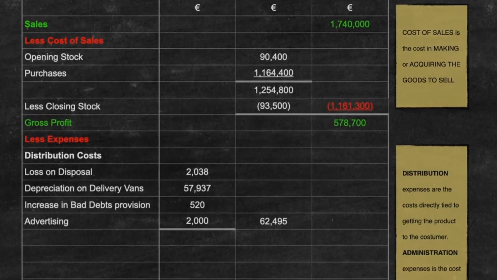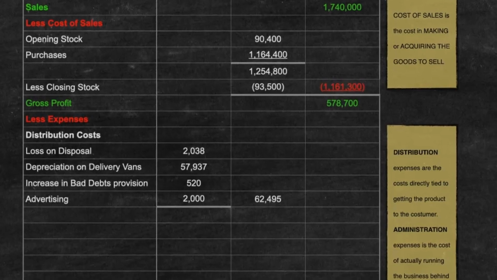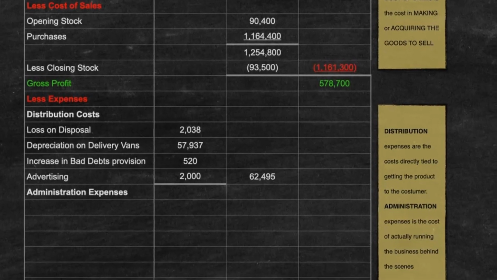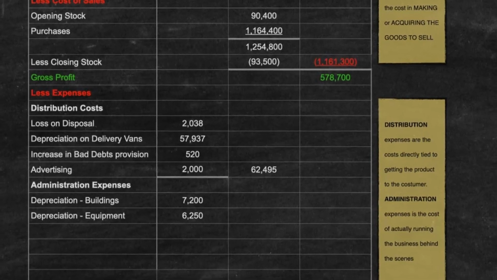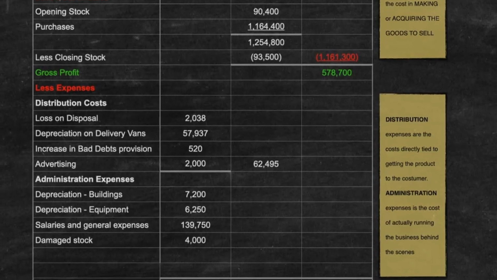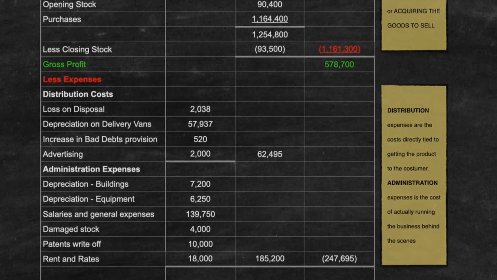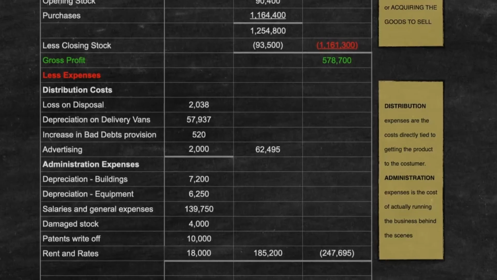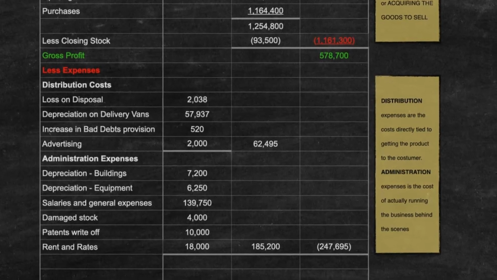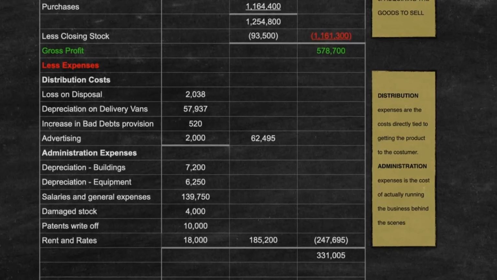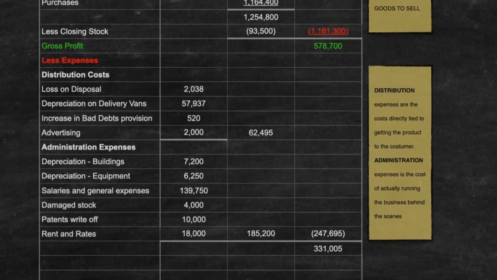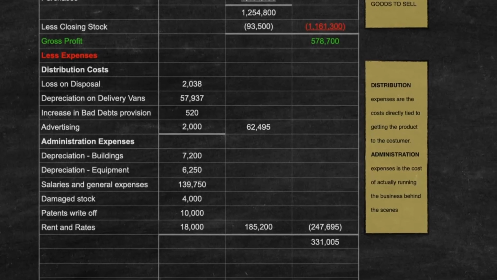Then we have administration expenses, which is the cost to actually keep running the business behind the scenes. Think of office rent, secretary's wages, or insurance. If you get stuck on the exam, just ask yourself, does this relate to the selling and moving of the product, or just keeping the office lights on? Once you subtract both sets of expenses from your gross profit, you will find your operating profit, which works out to be, in this case, 321,005 euros. But we're not done yet.